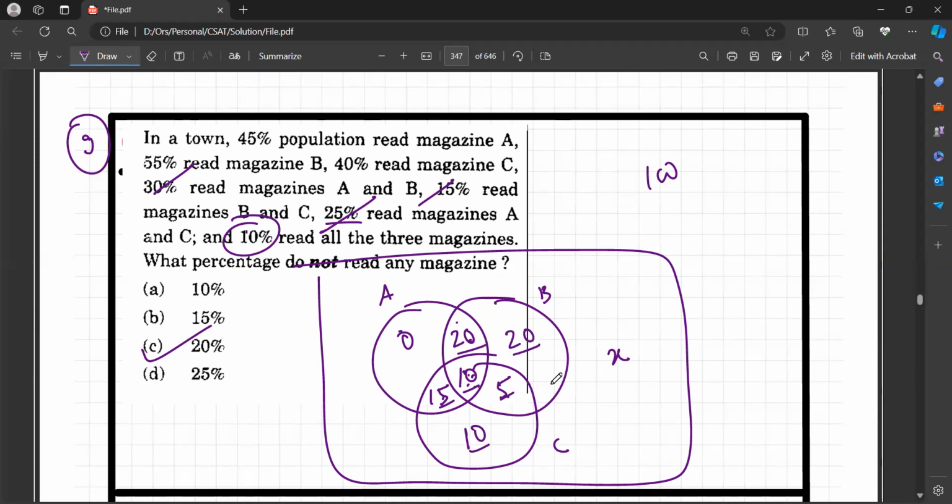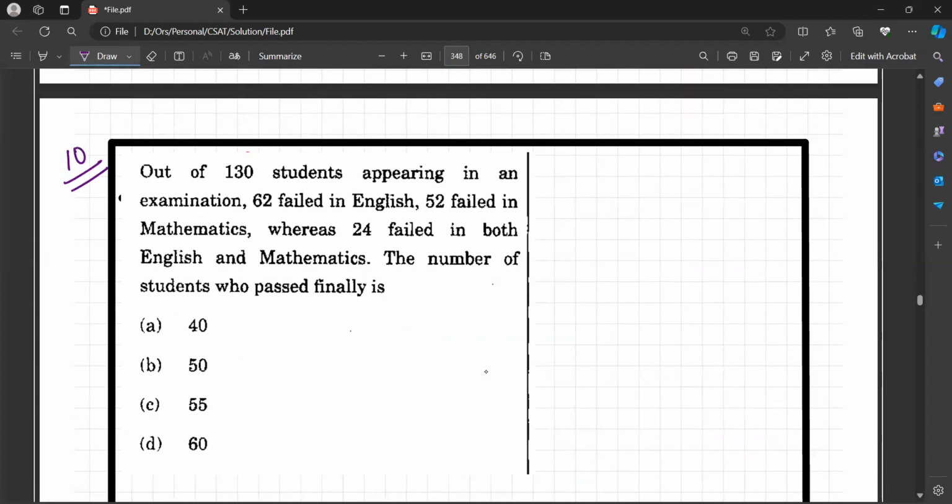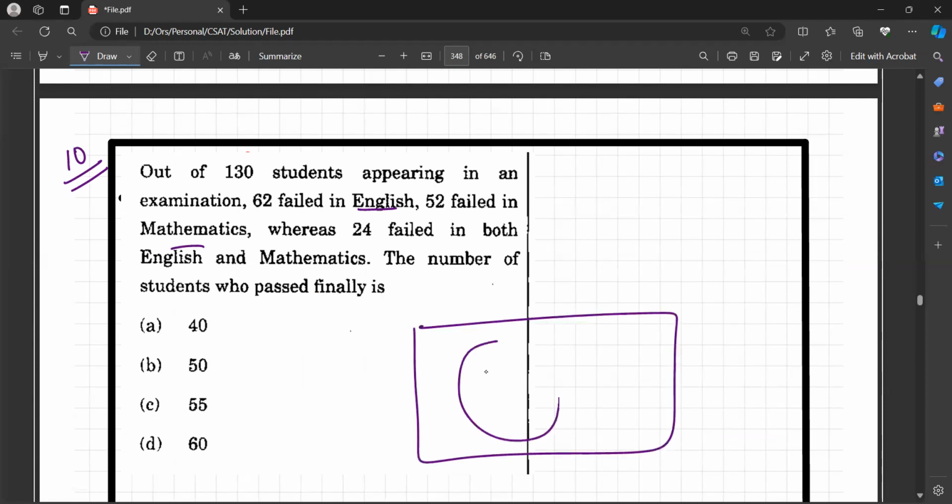Let us proceed to the next problem. That is question number 10. Out of 130 students, two subjects are there, English and mathematics. So let us plot that, when this is English and this is mathematics. 24 failed in both English and mathematics. 52 failed in mathematics. So from 52 if we subtract 24, we will get 28. 62 failed in English. So out of 62, if already 24 is placed, so this has to be 38.